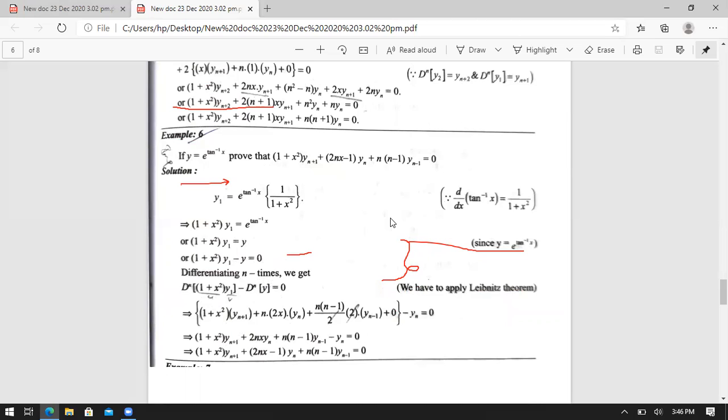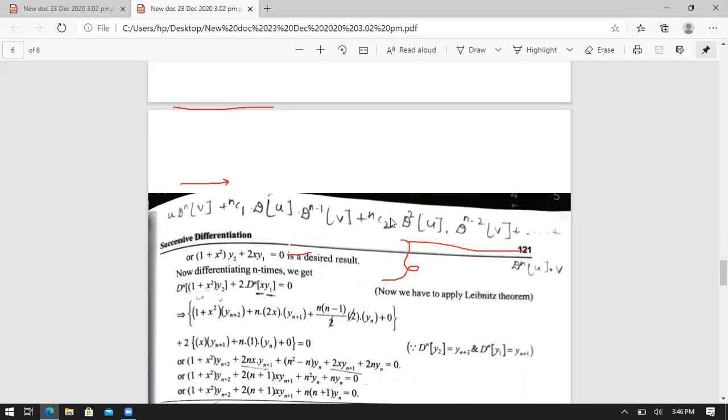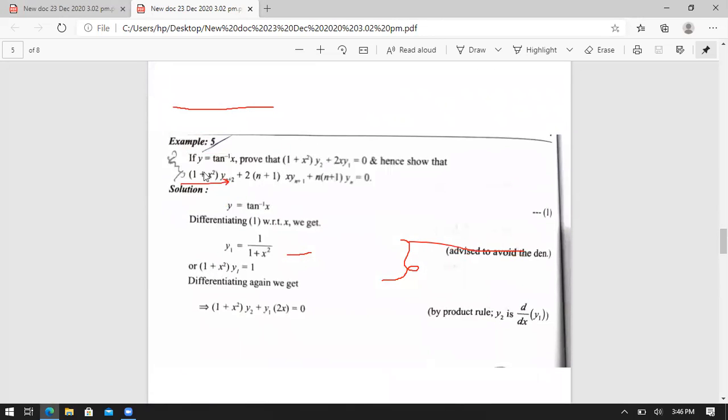This is also very important. Remember this one, Leibniz theorem, one fixed question is in your final exam. In the previous exam, sorry, last year they asked this question only. Example 5. Okay, one fixed question is asked in the annual exam. Remember this one. Okay, next class I will continue this one.